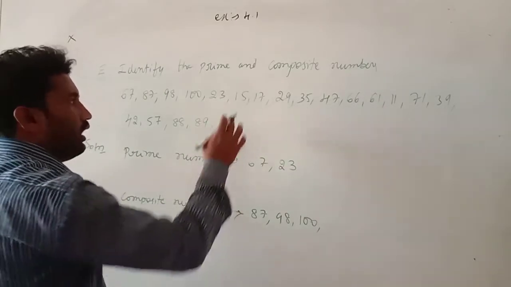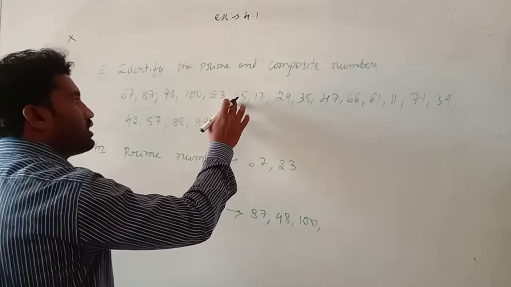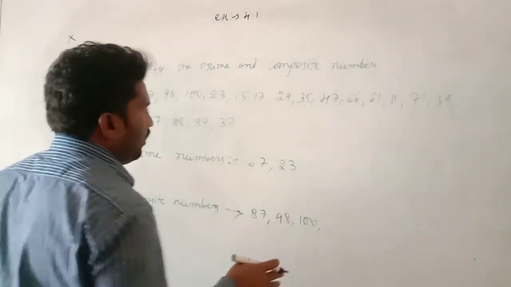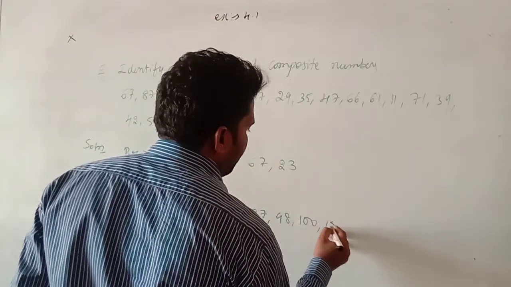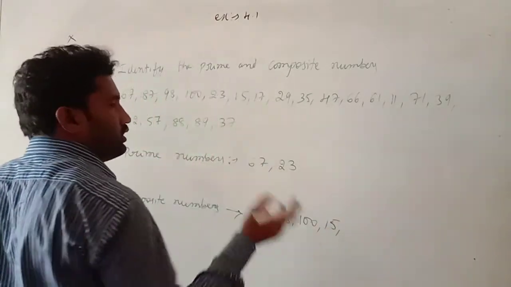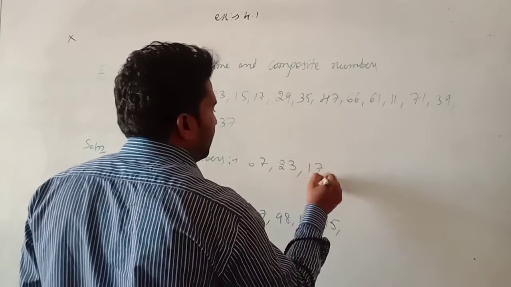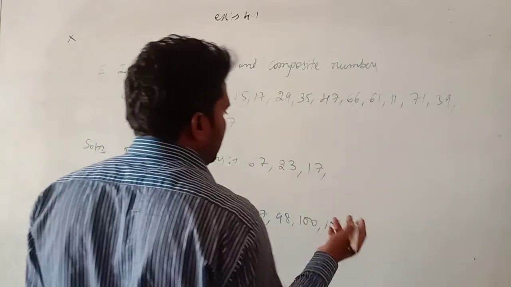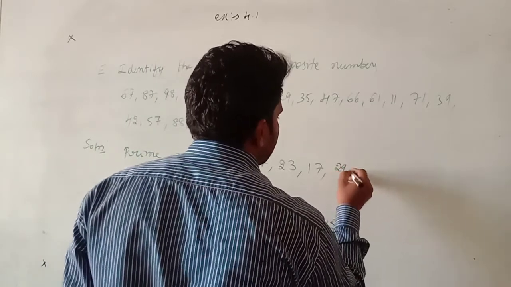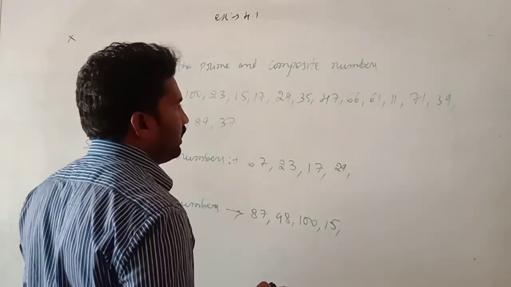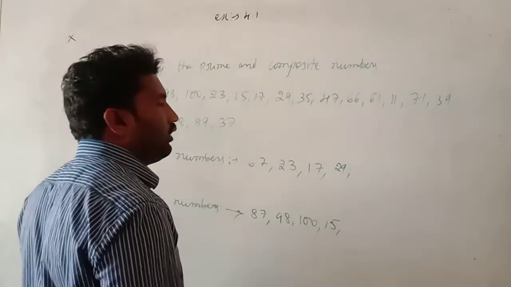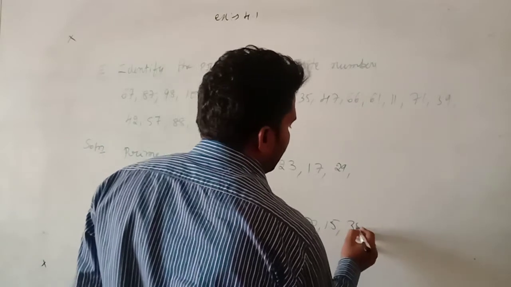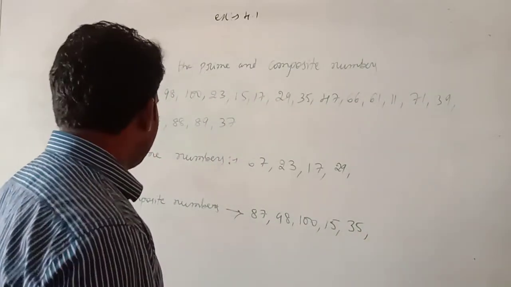15, so it can be divided by 5 and 3 because the sum of 1 and 5 is 6. 6 can be divided by 3. Okay, so it is composite. 17 is not divisible by any number, it has only 2 factors, 1 and 17. So 29 also has only 2 factors, 1 and 29. 35, it can be divided by 5 also because the last digit is 5. So it is a composite number.